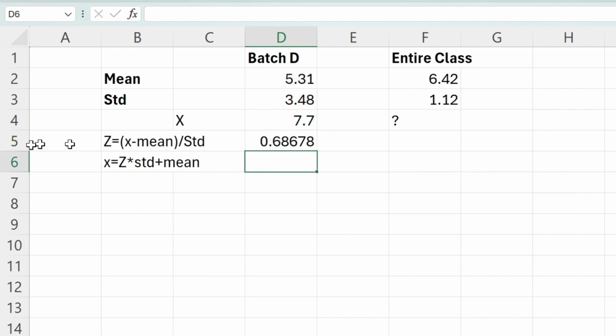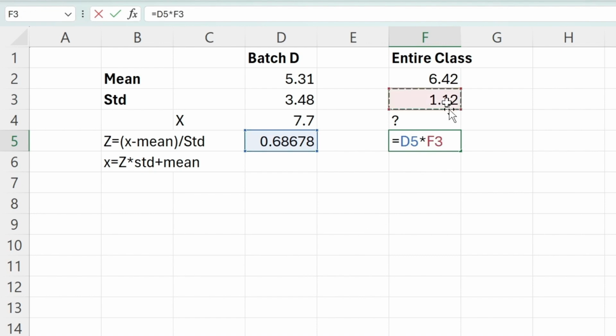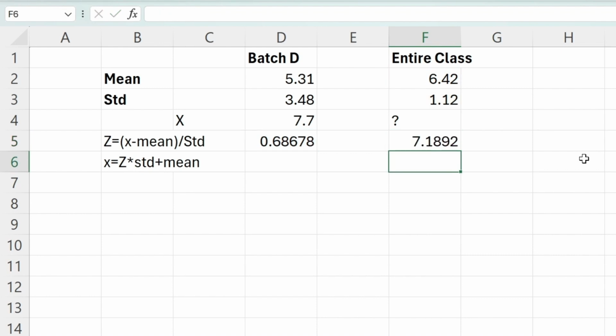With the help of this, we will calculate the value of X. So again take an empty cell. Now write the formula for calculating X: equals the value of Z, given in cell Z5, into the standard deviation, given in cell F3, plus the mean given in cell F2. Then press enter. It means the marks of the student in batch D are changed from 7.7 to approximately 7.1892 after normalization.